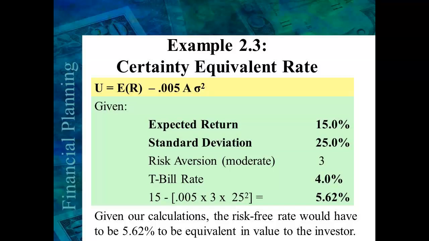So, the certainty equivalent, i.e. the rate which an asset must offer with certainty, needs to be 5.62% or greater in order to be considered attractive as an alternative investment.